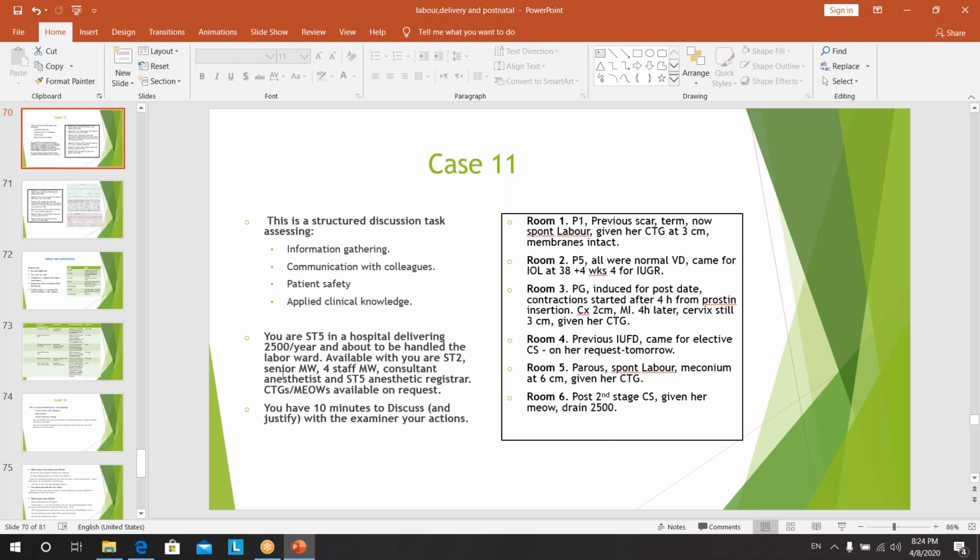So when you want one of the staff midwives to go, you will ask the coordinating midwife to tell them. You will communicate with the senior midwife to tell the staff midwife to go here and there, like that. Okay, thank you, sir.